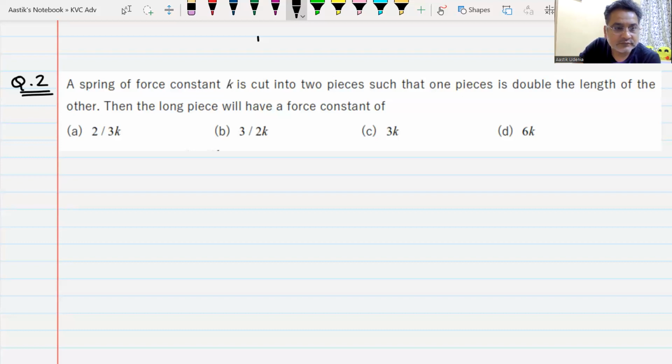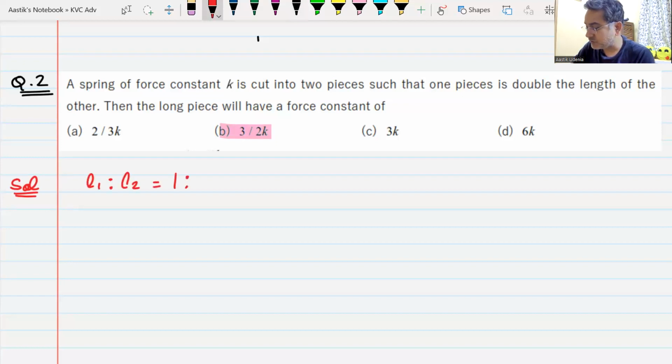Sir, it is 3K by 2. Which option? Option B, sir. The spring has been broken into two pieces, and the ratio L1 is to L2 is equal to 1 is to 2, and L1 plus L2 is equal to L. So you can find out the value of L1. L1 will be coming as L by 3, and L2 will be coming as 2L by 3. Yes or no?